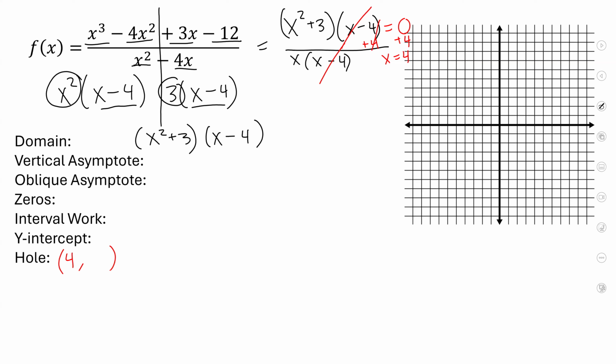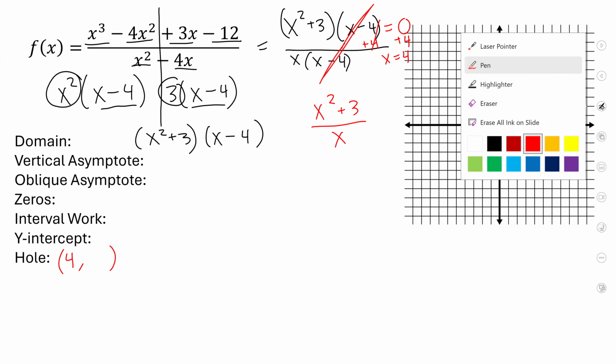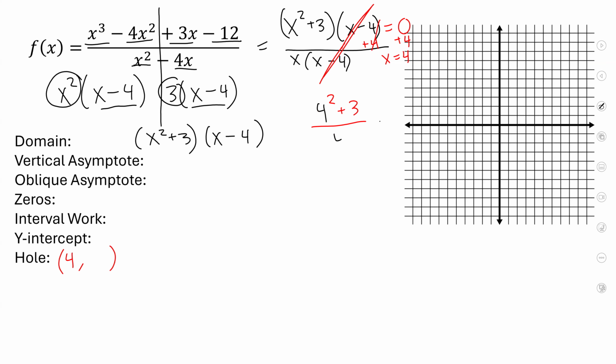What is the y value of my hole? We have to plug in 4 into what's left over. So I have x squared plus 3 over x left over. Let's plug in a 4 to see the y value of that hole. So this becomes 19 over 4. Can someone put that in the calculator and see what that is? Thank you, 4.75. So that's where your hole is.